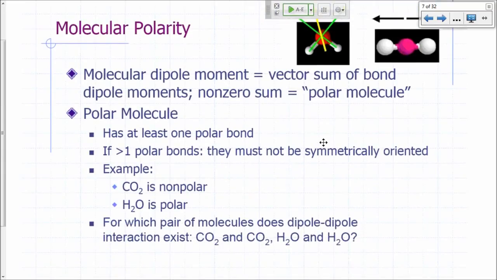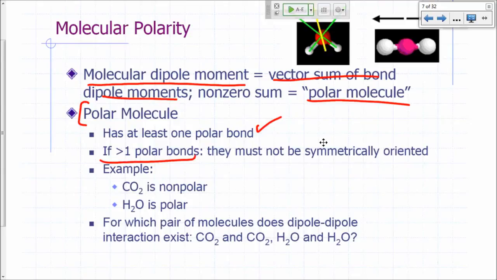So when we say a molecule is polar, we say it has a non-zero dipole moment. The dipole moment for a molecule will just be the sum of all the dipole moments for the bonds. So you get a polar molecule if your bond dipole moments add up to a non-zero value. They don't cancel each other out. So how can you tell if you have a polar molecule qualitatively? First of all, it has to have at least one polar bond. But if there's more than one polar bond, they must not be symmetrically oriented.